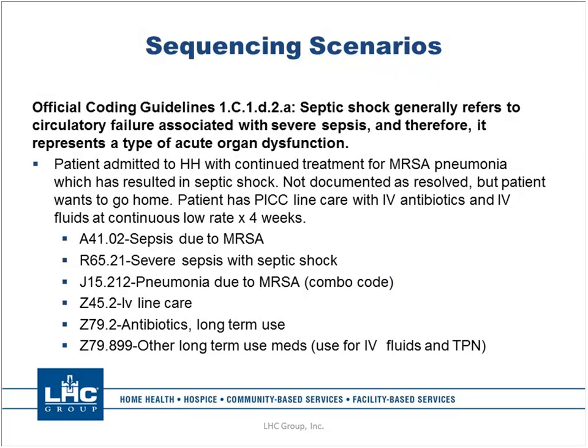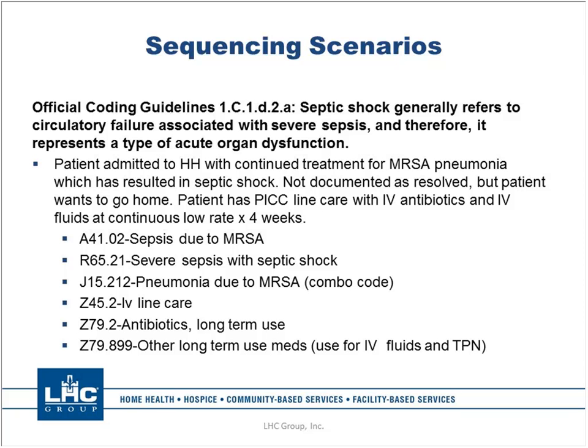Patient is admitted to home health with continued treatment for MRSA pneumonia, which has resulted in septic shock. It is not documented as resolved, but the patient wants to go home. So the patient is coming home with PICC line care with IV antibiotics and IV fluids at a continuous low rate times 4 weeks. Okay, so basically what I'm saying here is this patient still has septic shock. It is not resolved. They still have terrible blood pressures, but they want to go home, so we're going to continue to capture it. Basically, I did that just so you can see how it's coded.